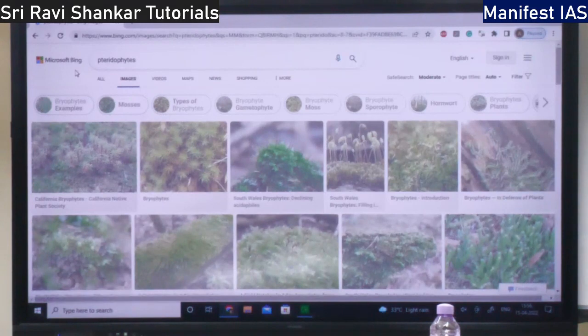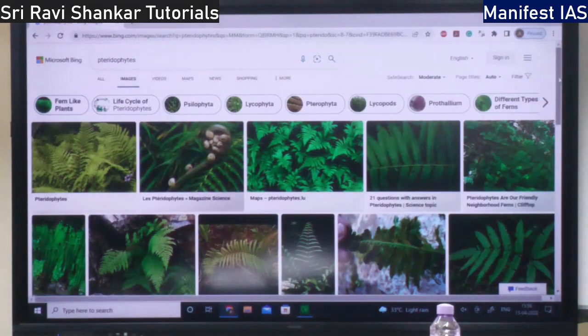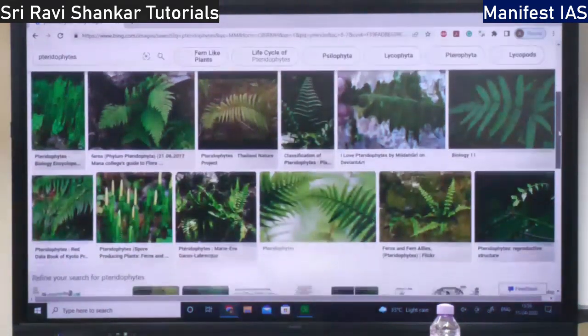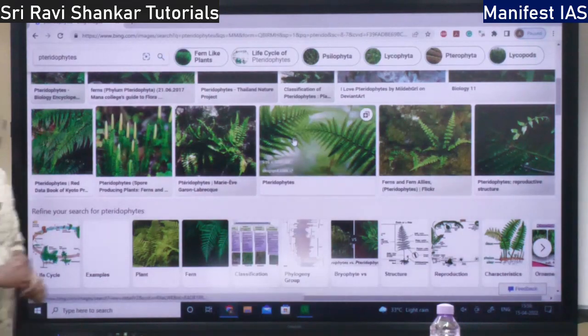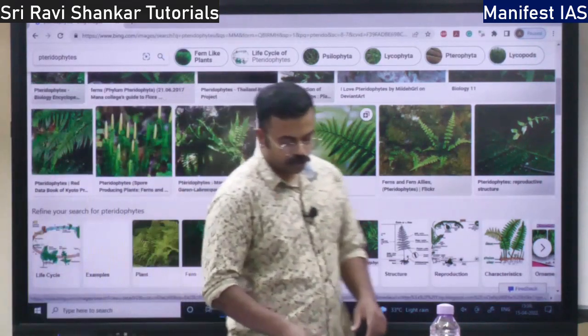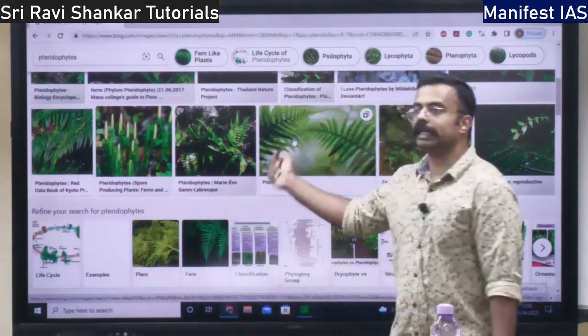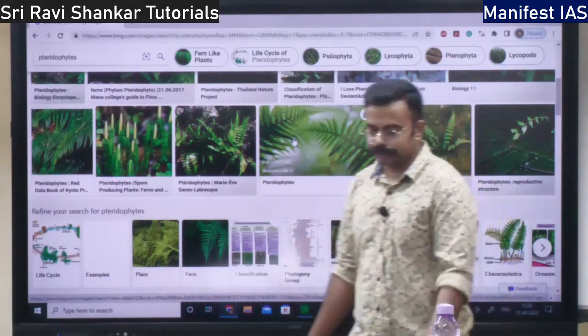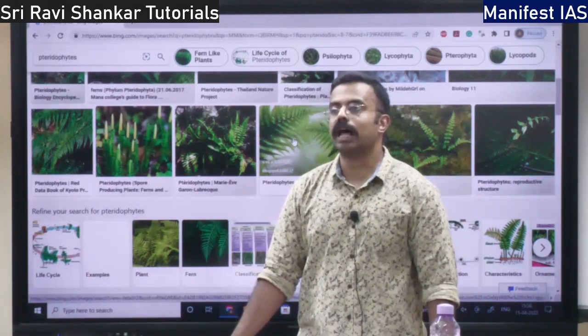P-T-E-R-I-D-O-P-H-Y-T-E-S. Pteridophytes. So the ferns are the best example. So these are the pteridophytes. See, these are ferns. Bryophytes are not ferns. Pteridophytes are ferns. So they have a well differentiated body. Stem, leaves, roots, all these things you can differentiate, and they have vascular bundles.